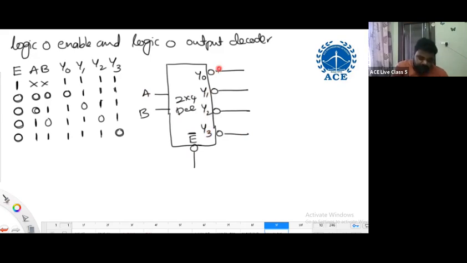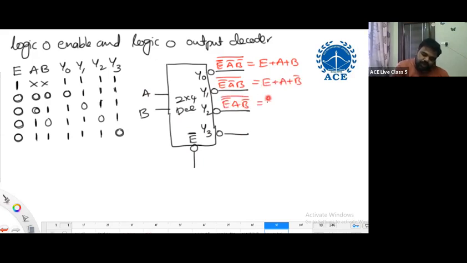Then what is it here? E bar A bar B bar whole bar is equal to E plus A plus B. Next, E bar A bar B whole bar is equal to E plus A plus B bar. And E bar A B bar whole bar is equal to E plus A bar plus B. E bar A B whole bar is equal to E plus A bar plus B bar.